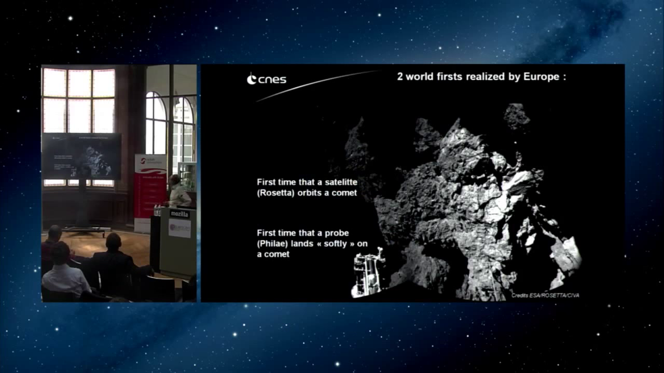So in this mission, there were two world firsts realized by Europe. It was the first time that a satellite orbited a comet, and still orbits the comet, and it was the first time that a probe landed softly on a comet. You can see on this picture that this is the feet of Philae. Really, it is on the comet itself.